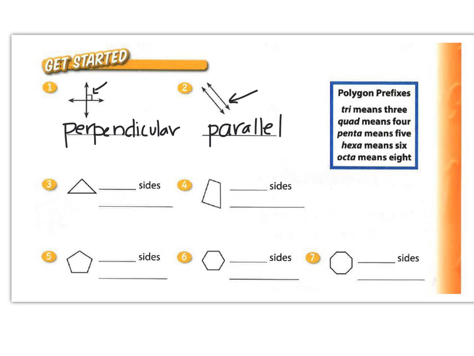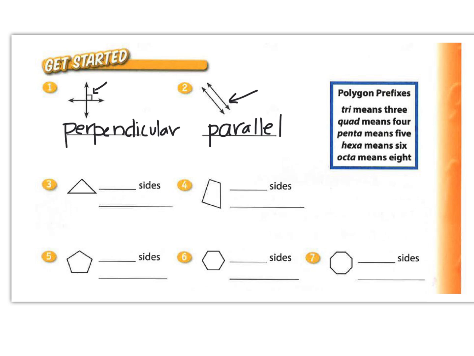Okay. If we look over here on the side, this will help you with these answers down here. So polygon prefixes. A prefix, remember, is what comes before a word, or the first part of the word. So tri means 3. So triangle means 3 sides. Quadrilateral, quad means 4. Penta means 5, hexa means 6, octa means 8. So we can look, and this will help you with other words in English as well.